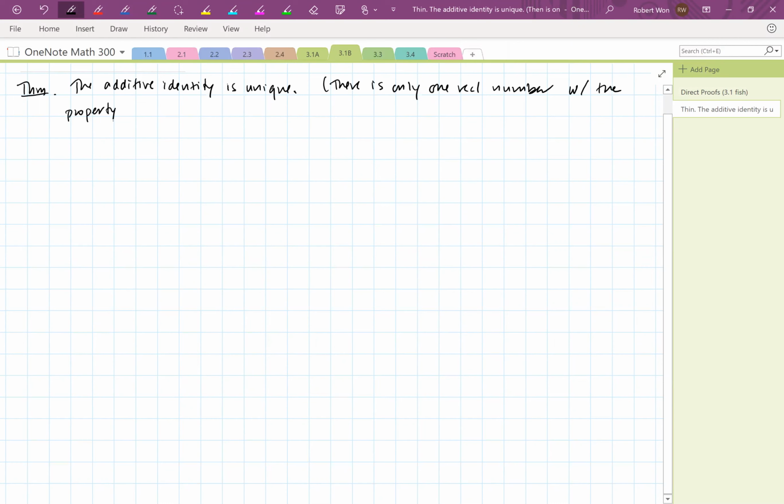Let's get a new theorem, which will also illustrate a new technique, which is the following. The additive identity is unique. What I mean by this, it means there is only one real number with the property that A plus 0 equals A for all real numbers A.